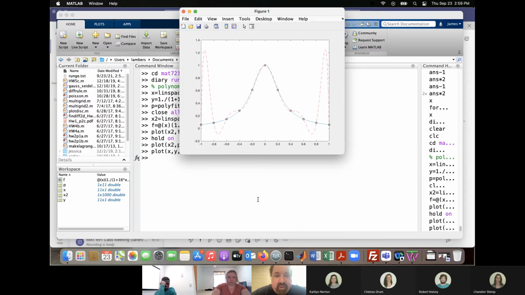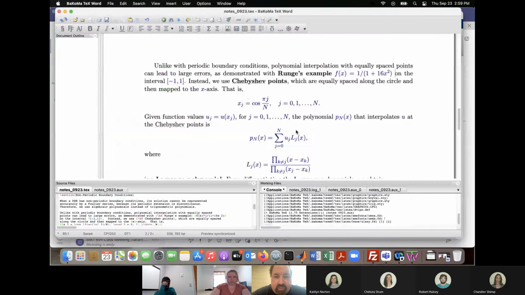Okay, so I'll show you what we can do is use Chebyshev points. If you take the unit circle, the top half, and you have points that are equally spaced in the angle theta, and then you take the cosine of those angles, from 0 to 2 pi, then you get values along the x-axis from -1 to 1, and these are the Chebyshev points.